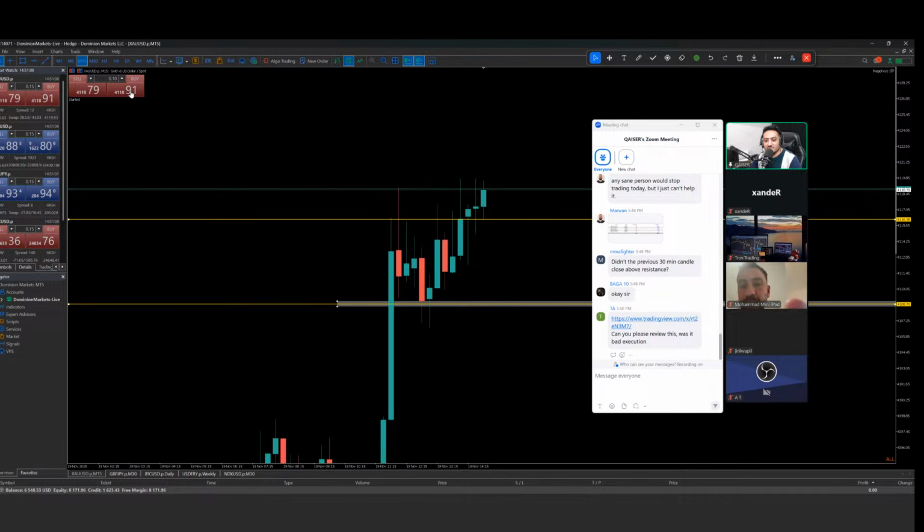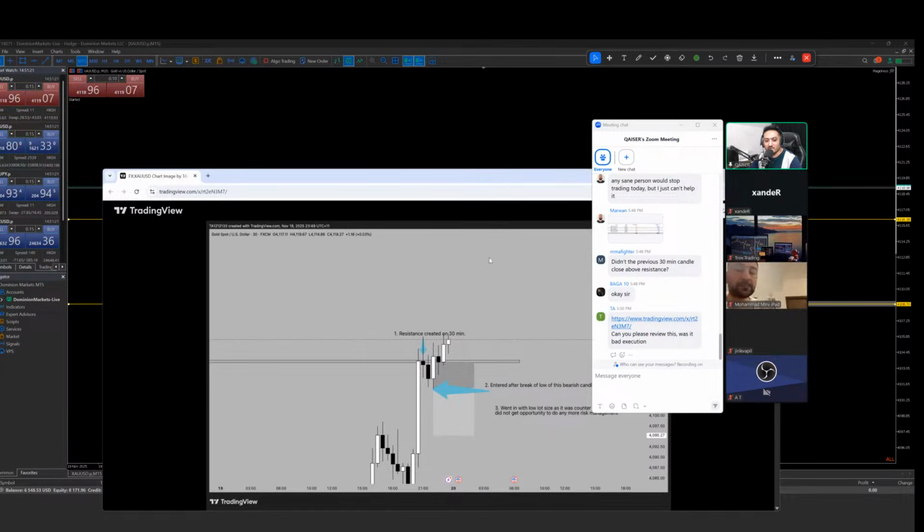Okay, can you please review this? Was it bad execution? Just give me a few seconds. I do not want you to miss this trade. All right, let me look at this one. If I made this trade while dictating your chart, you would pay me, okay? So resistance created on the 30-minute time frame, enter after break of low. All right, that makes sense.